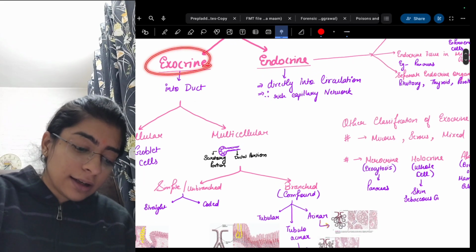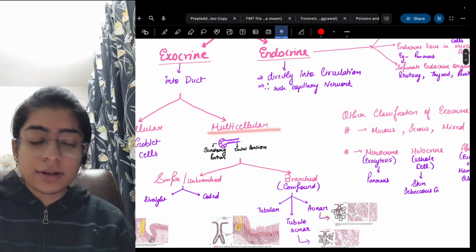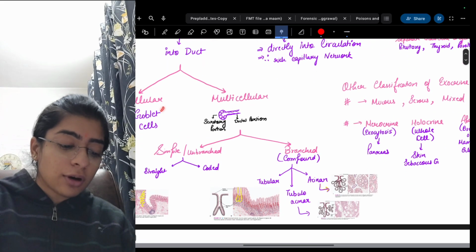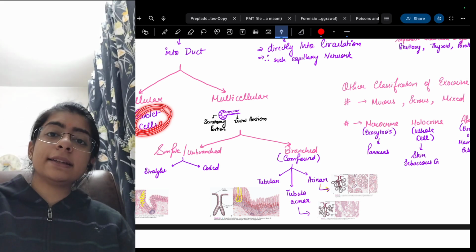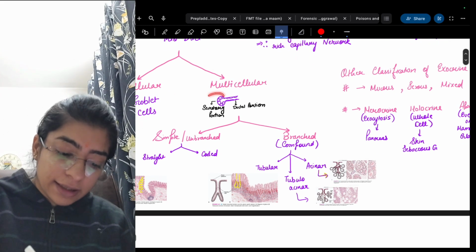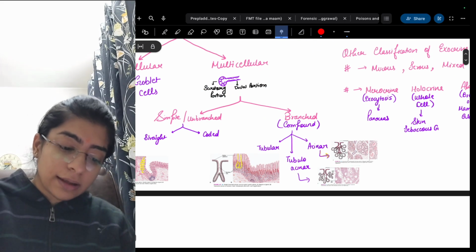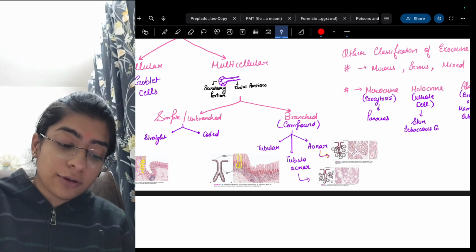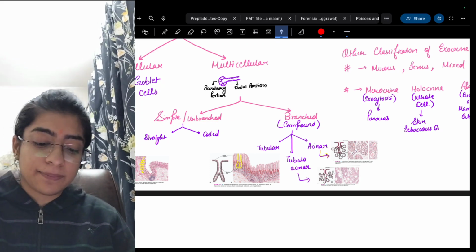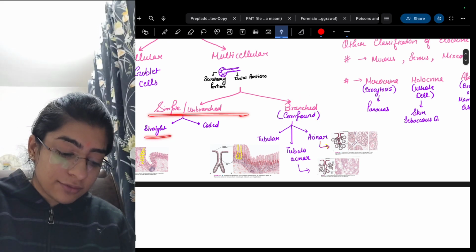Now exocrine, into a duct. So it is basically unicellular and multicellular gland type. In unicellular, we are having goblet cells. We are having these cells in the GIT. And in multicellular, there is one secretory portion and one ductal portion, right? Multicellular glands are of two types, simple, which means no branching is there, and branched, which is compound. So simple unbranched is straight.